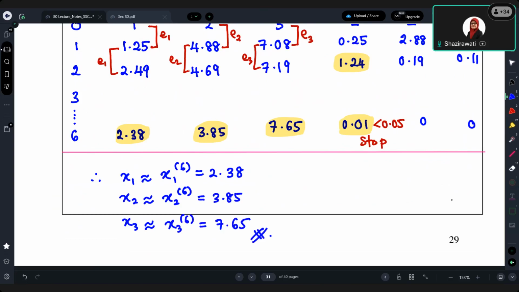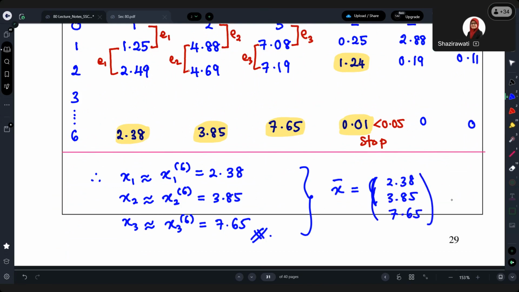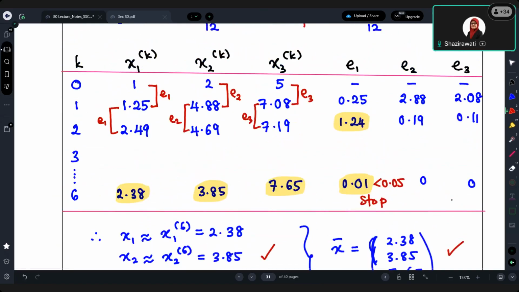Okay, macam tu. Atau you boleh je letak x bar kat situ. Okay, to denote the vector lah. So kita faham dalam tu ada x1, x2, x3. Boleh jugalah tulis macam ni. 2.38, 3.85, 7.65. Boleh. Okay, macam ni pun boleh. Okay, sini okay. Ini pun okay. Okay, mana-manalah yang you prefer. Okay, so itu calculation for Jacobi. Boleh follow the discussion?